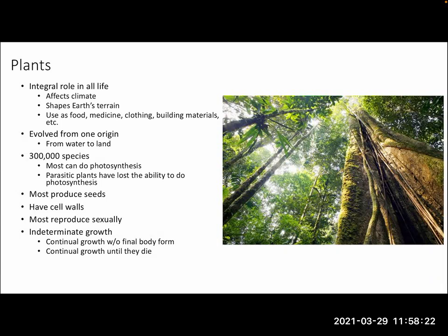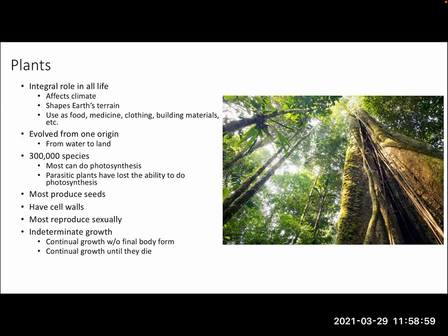Most of the plant species produce seeds, but seeds is not an ancestral trait of plants. Seeds are a derived trait that basically arose in the more recent groupings of plants that we'll talk about towards the end of this lecture. And those groupings are the gymnosperms and the angiosperms. Now, all plants have cell walls. Most of them will reproduce sexually. A lot of plants can reproduce asexually.